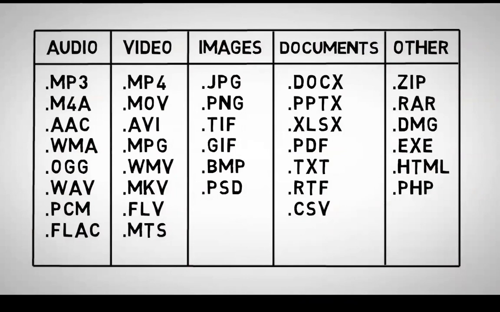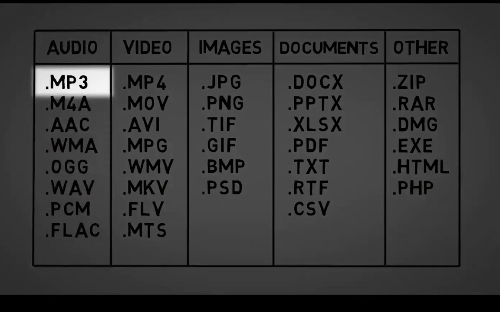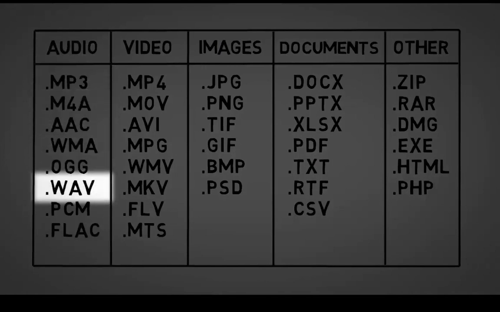The answer is that even though they may store the same kind of data, they do it differently. For example, among the audio formats, some are uncompressed, meaning that the audio is high quality but takes up a lot of space, and some are compressed, meaning that they sacrifice a little bit of quality in order to take up less space. One of the most common compressed formats that you'll probably recognize is MP3, and one of the most common uncompressed formats is WAV.